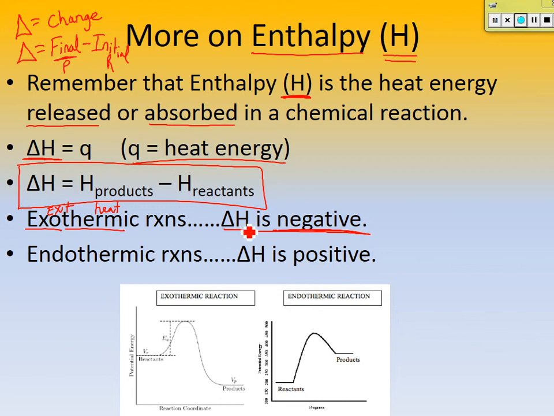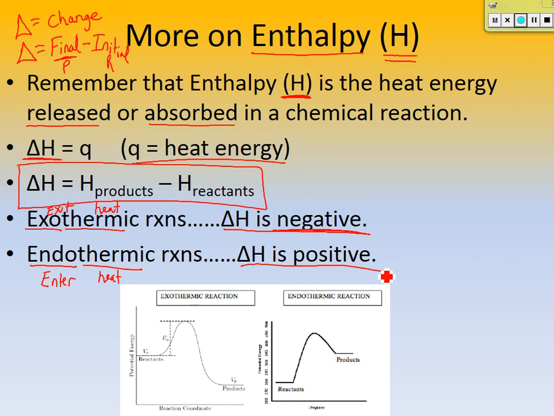Okay, let's contrast that to the other type of chemical reaction, which is endothermic. Endo means enter, and thermic means heat. And so this is when heat is entering the system, or the chemical reaction is absorbing heat energy. And so if it's coming into the system, we always take the system's point of view, so your delta H is going to be positive.